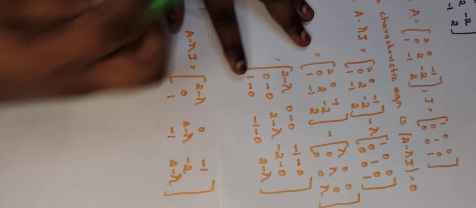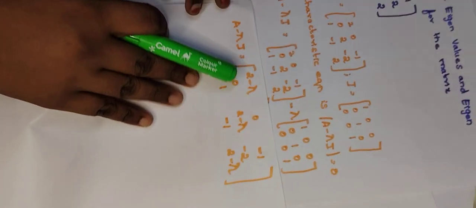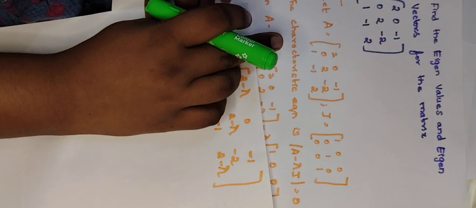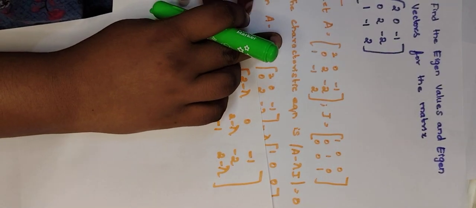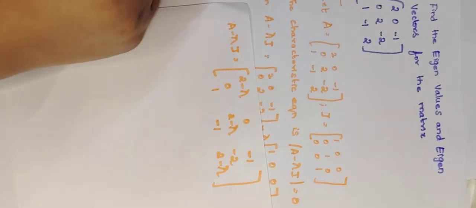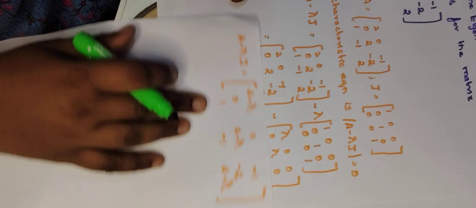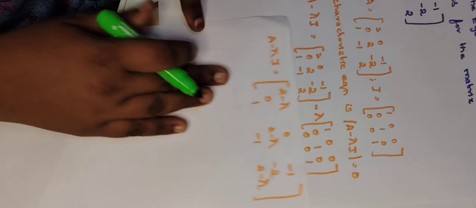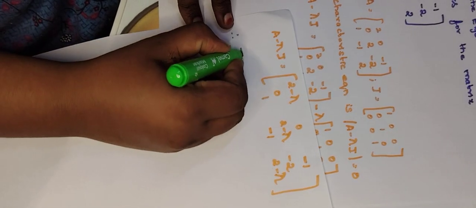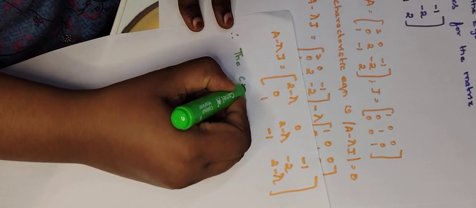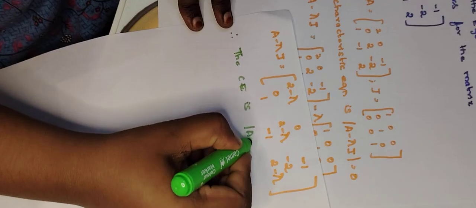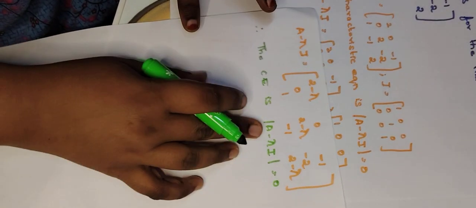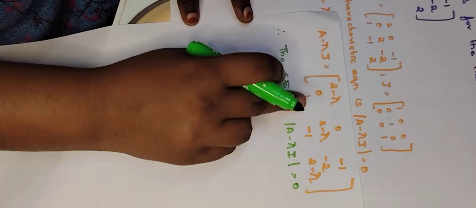Next, according to the equation, as I need to find the eigenvalue, I need to write the characteristic equation. The characteristic equation, as we know, is mod A minus lambda I equal to 0. We have the value of A minus lambda I, so I'll write the characteristic equation here. Mod is nothing but the determinant, so I'll take the determinant of this term.